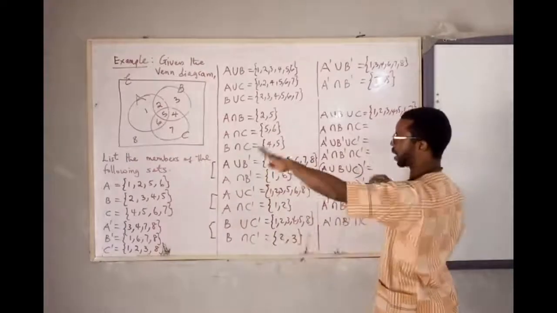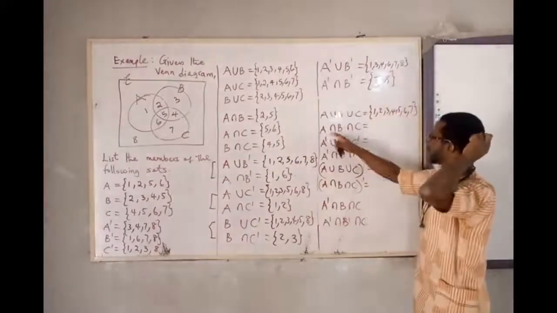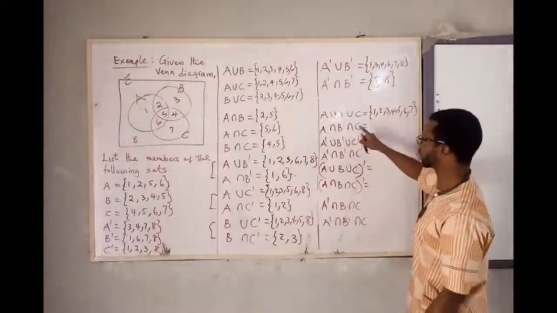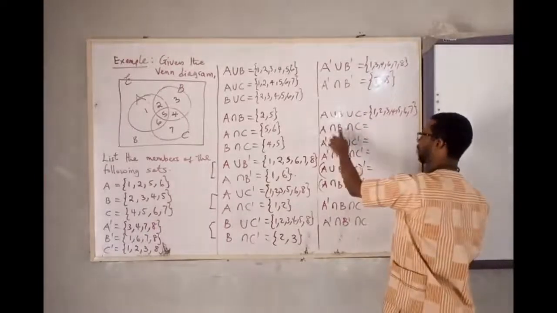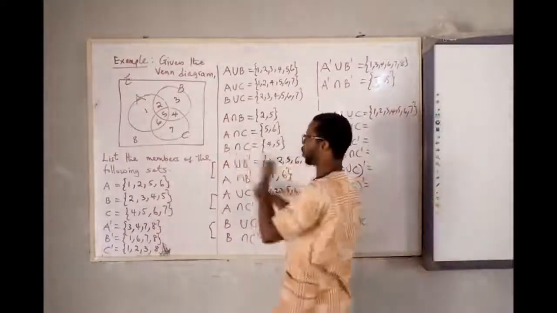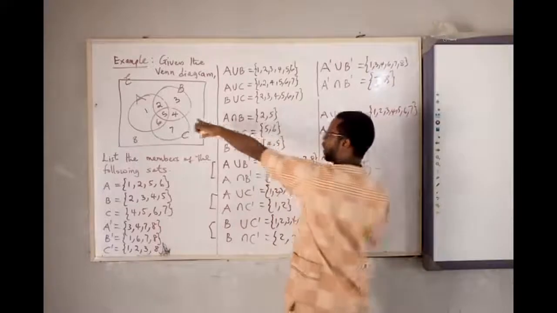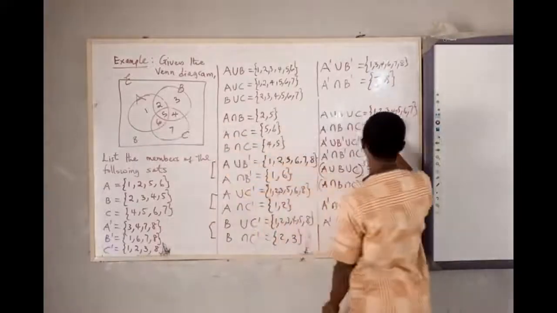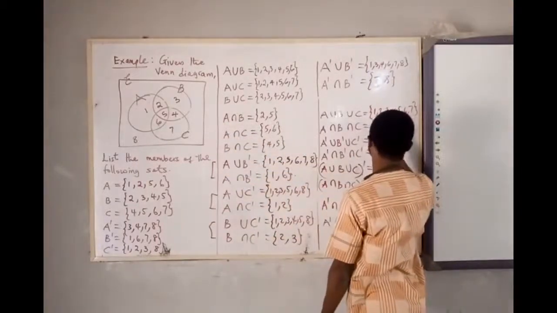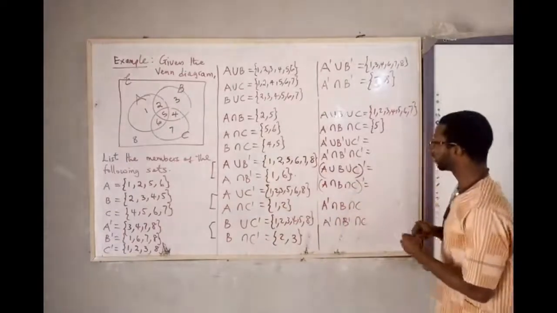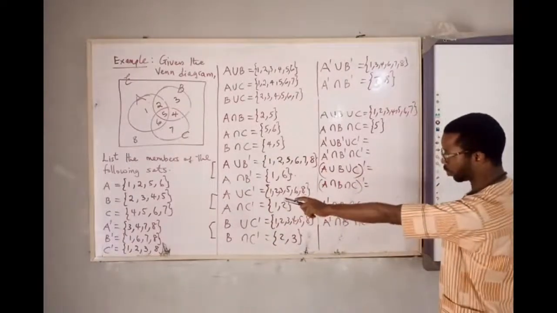8 is outside. So if I look at A intersection B intersection C, that simply means A and B and C. What is common to all of them? Where all the 3 sets are meeting. And that is right here. That is 5.